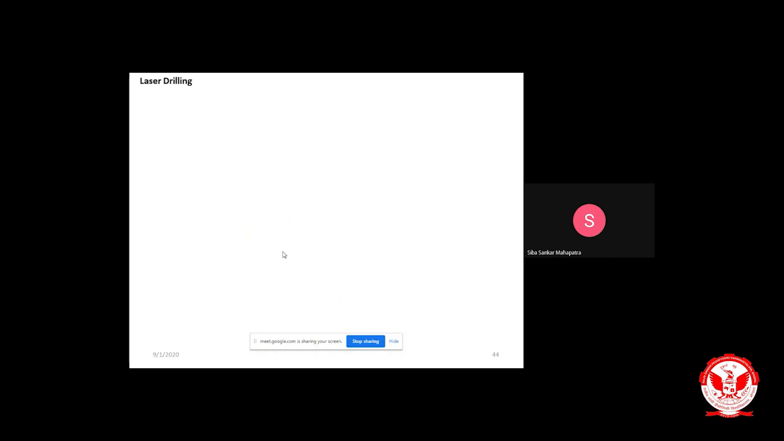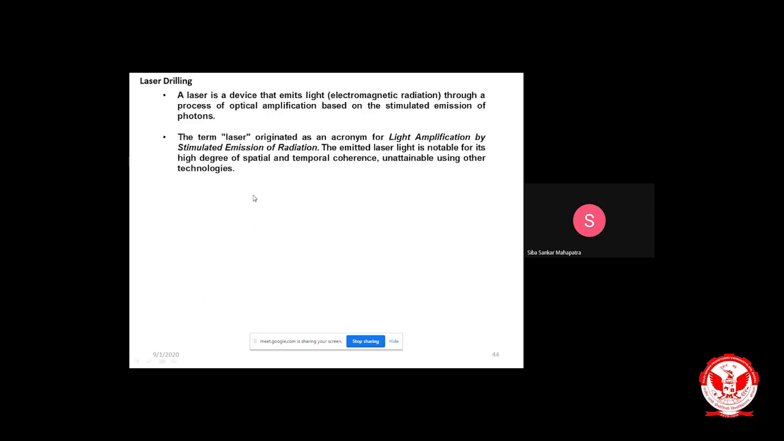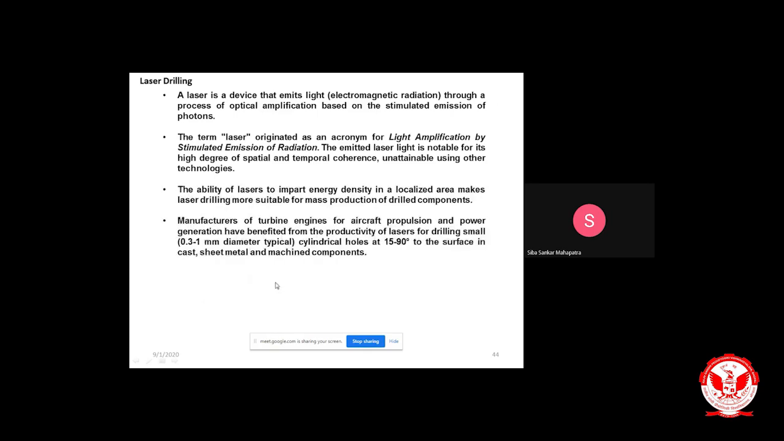So these are the different types of designs available in the case of response surface methodology. Now come to an actual application. So here what we have done, we conducted a laser drilling.